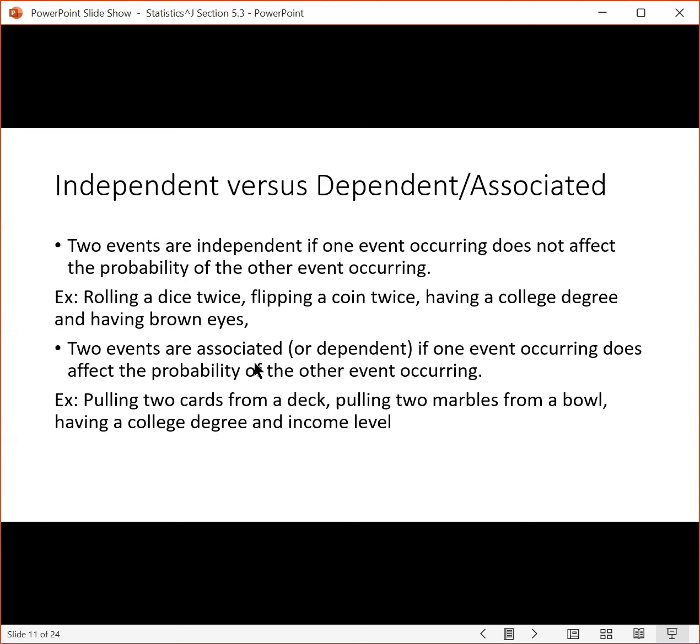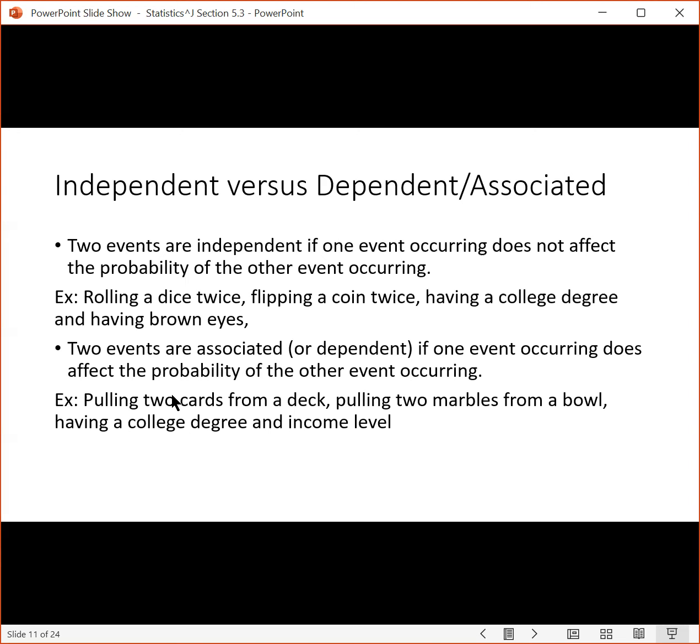Meanwhile, two events are associated or dependent if one event occurring does affect the probability of the other event occurring. All right, so associated is the main term we use, actually, the second of the two up above. That's the more common one. That's the one you're going to see in the homework. All right, so two events are associated if the outcomes do affect each other.